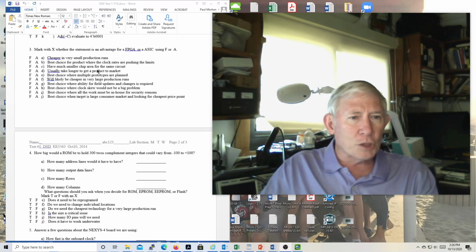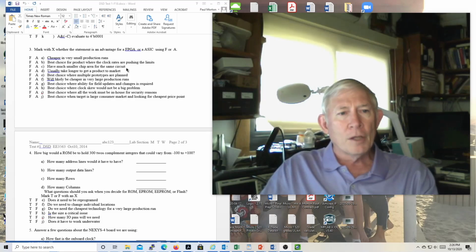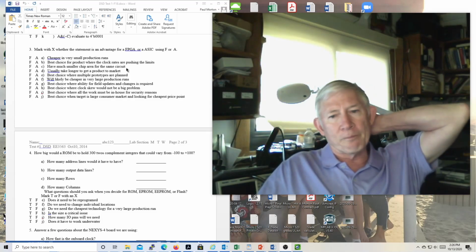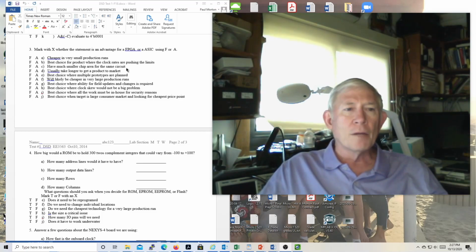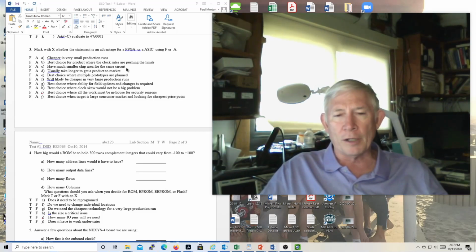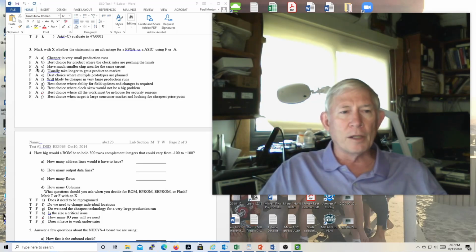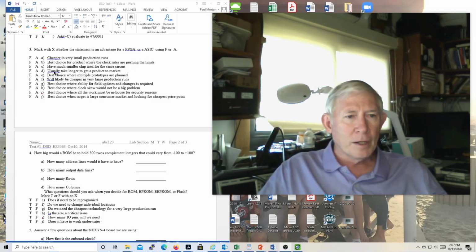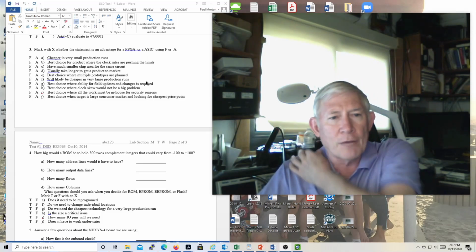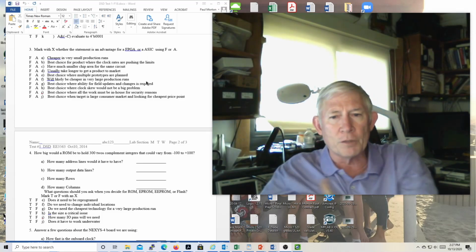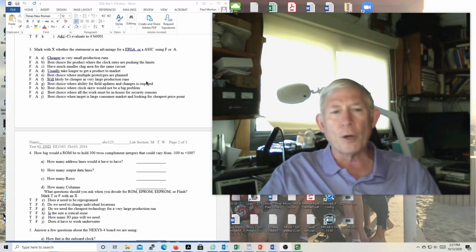Have much smaller chip area for the same circuit. So obviously, chip area is large for an FPGA because you have to include all the programmability hardware. So that would be an advantage to the ASIC. Usually take longer to get a product to market. Yeah, if you're going to have the foundry involved, it's going to take longer. If you can just buy off-the-shelf parts, program them on your bench, you can certainly do that a lot faster.